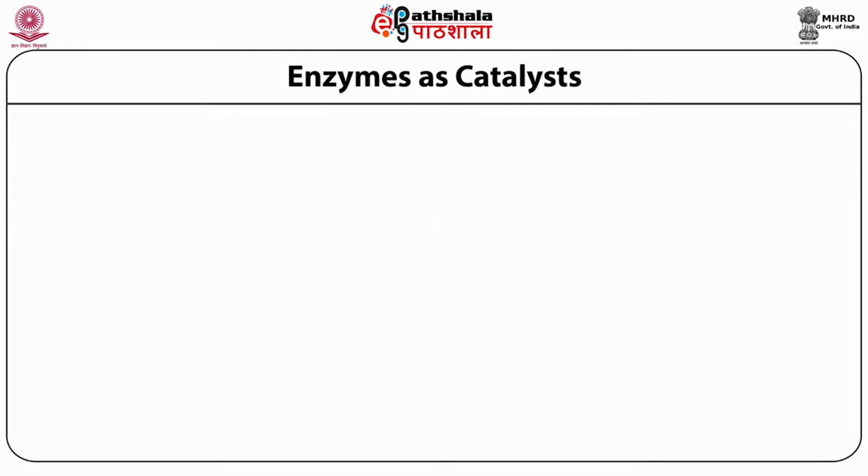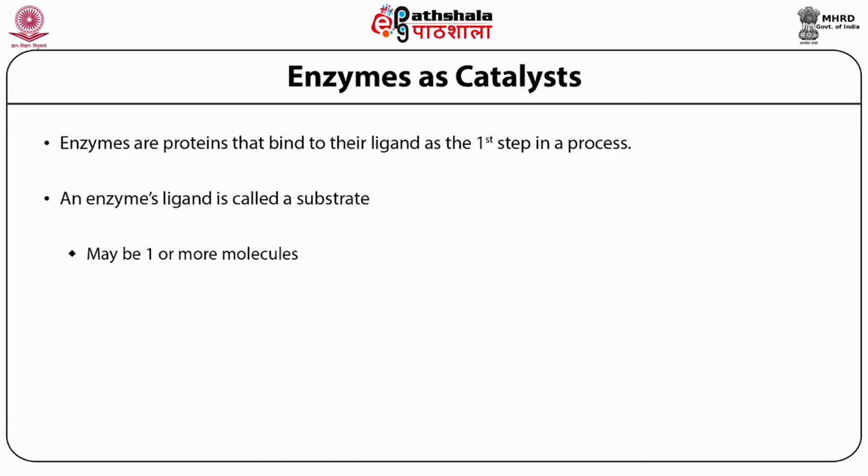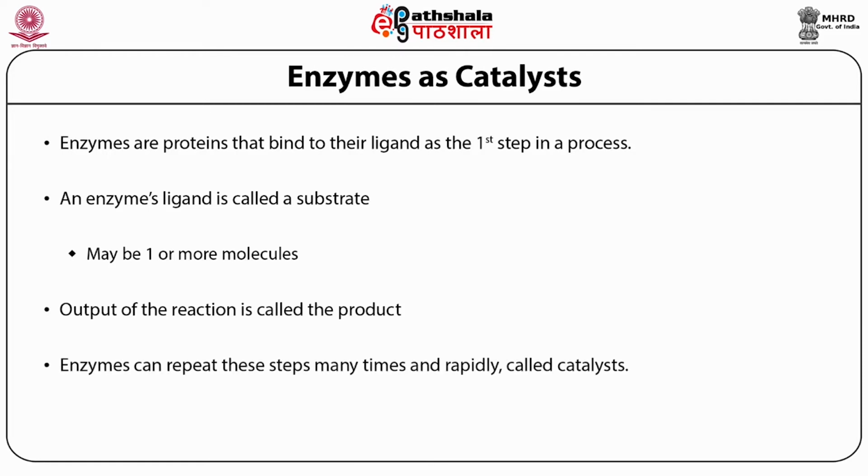Enzymes as catalysts. Enzymes are proteins that bind to their ligand as the first step in the process. An enzyme's ligand is called the substrate, and may be one or more molecules. The output of the reaction is called the product. Enzymes can repeat these steps many times and rapidly, which is why they are called catalysts. Many different kinds are available.